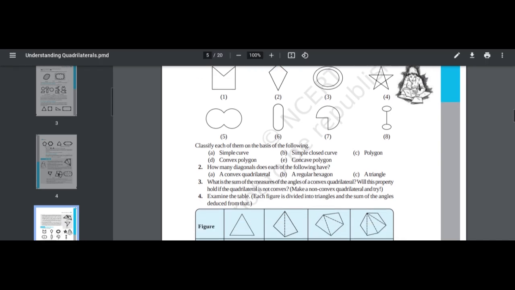Figure 5 looks like two circles, separated at the bottom. For figure 5, it is a simple curve, and it is a simple closed curve. Or is it a polygon? I don't think it's a polygon. If it is not a polygon, then it also doesn't have convex and concave polygon. It is a simple curve and simple closed curve. For the 5th diagram, we have A and B.